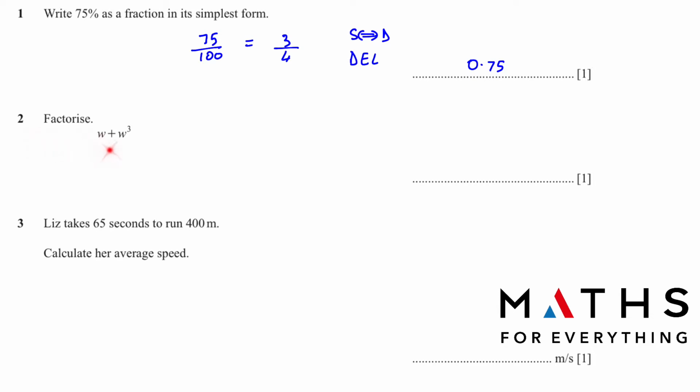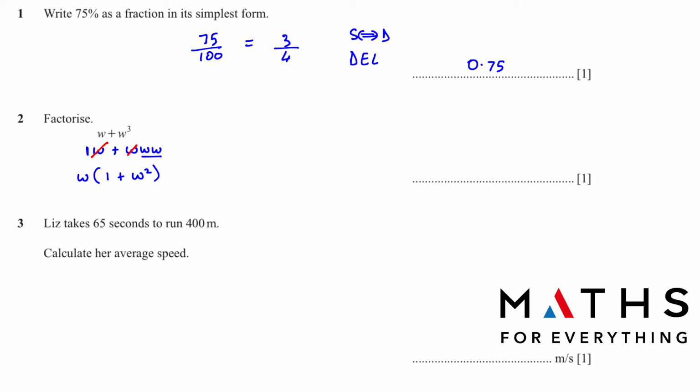Question number 2, factorize. We have W plus W cube. So we have 1 W here and we got 3 W's here. If we factorize what is common, there's 1 W common on both sides. What are we left with? 1 plus W square. So that's our answer.